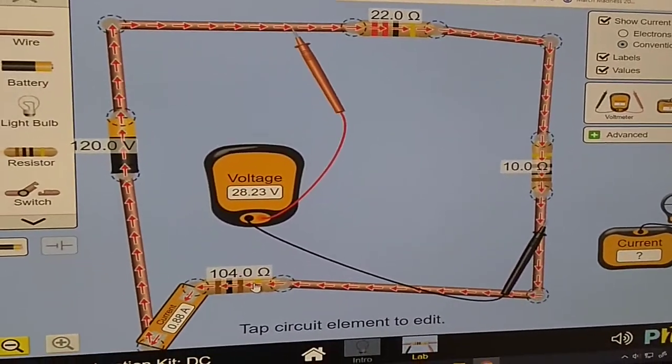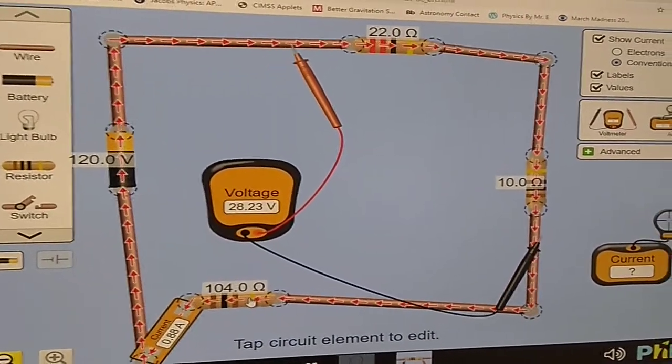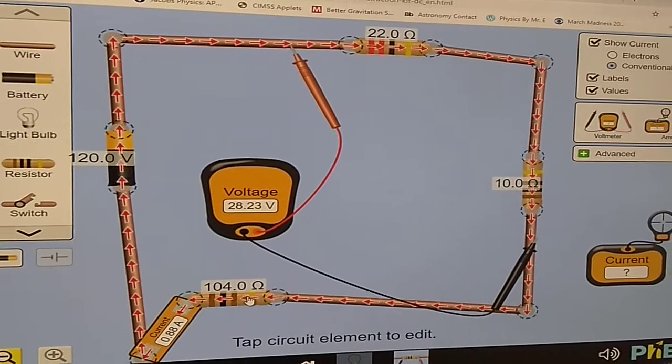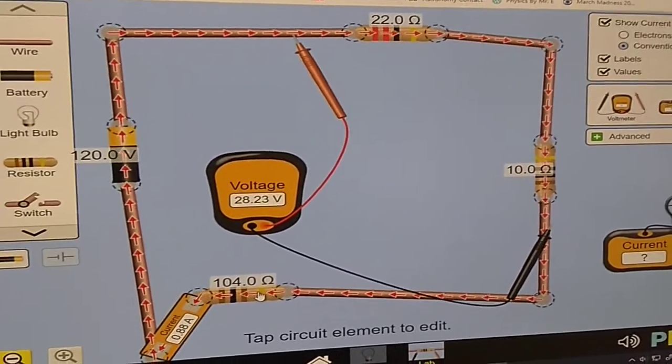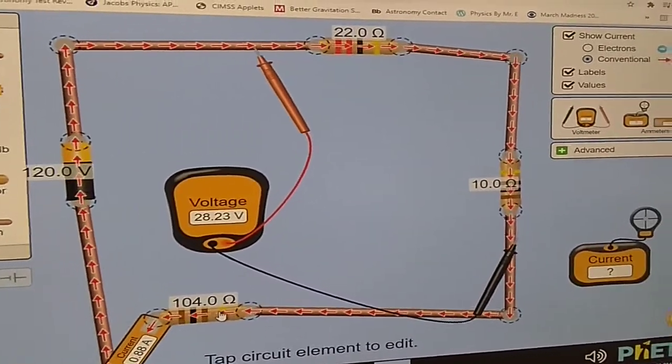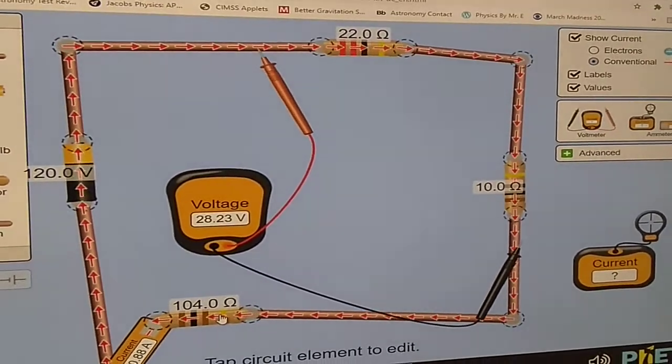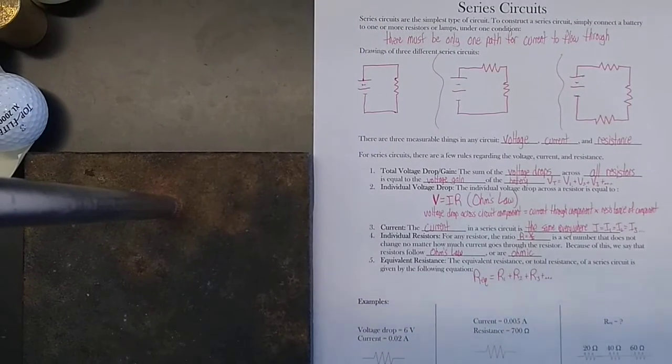Okay? So the equivalent resistance can be found two different ways. Using the voltage gain for the battery, or in other words, the voltage drop for the entire circuit, divided by the current can equal the equivalent resistance, or we just add up the resistance of all of our resistors. Let's get to some examples.